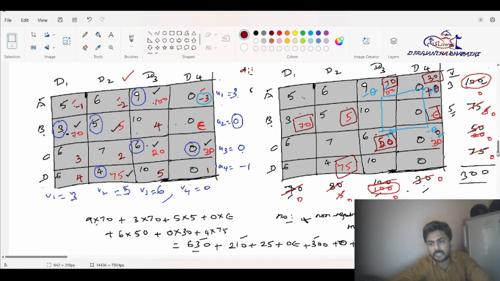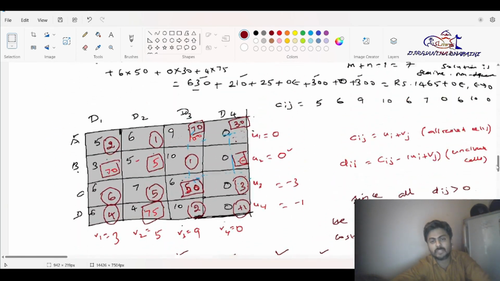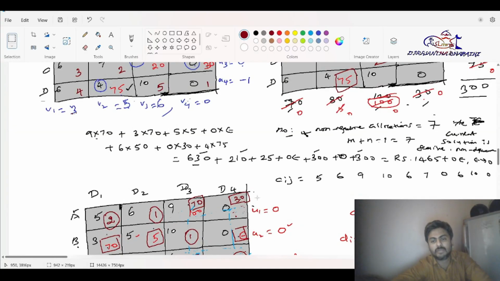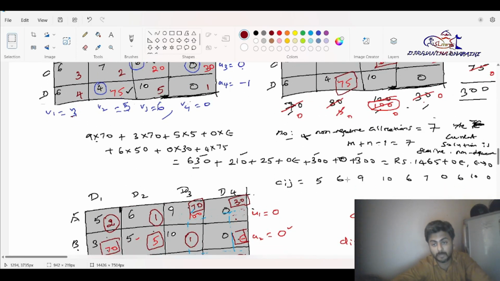Okay, so I am going to check with the dij values. The dij values are also coming positive. If dij is negative, what will happen? If dij is negative, definitely this cost is not optimum. If dij's are all greater than 0 and only one dij is equal to 0, then again I am going to write the same cost. The cost is rupees 1465, and I can also write that an alternate optimum cost will also exist.